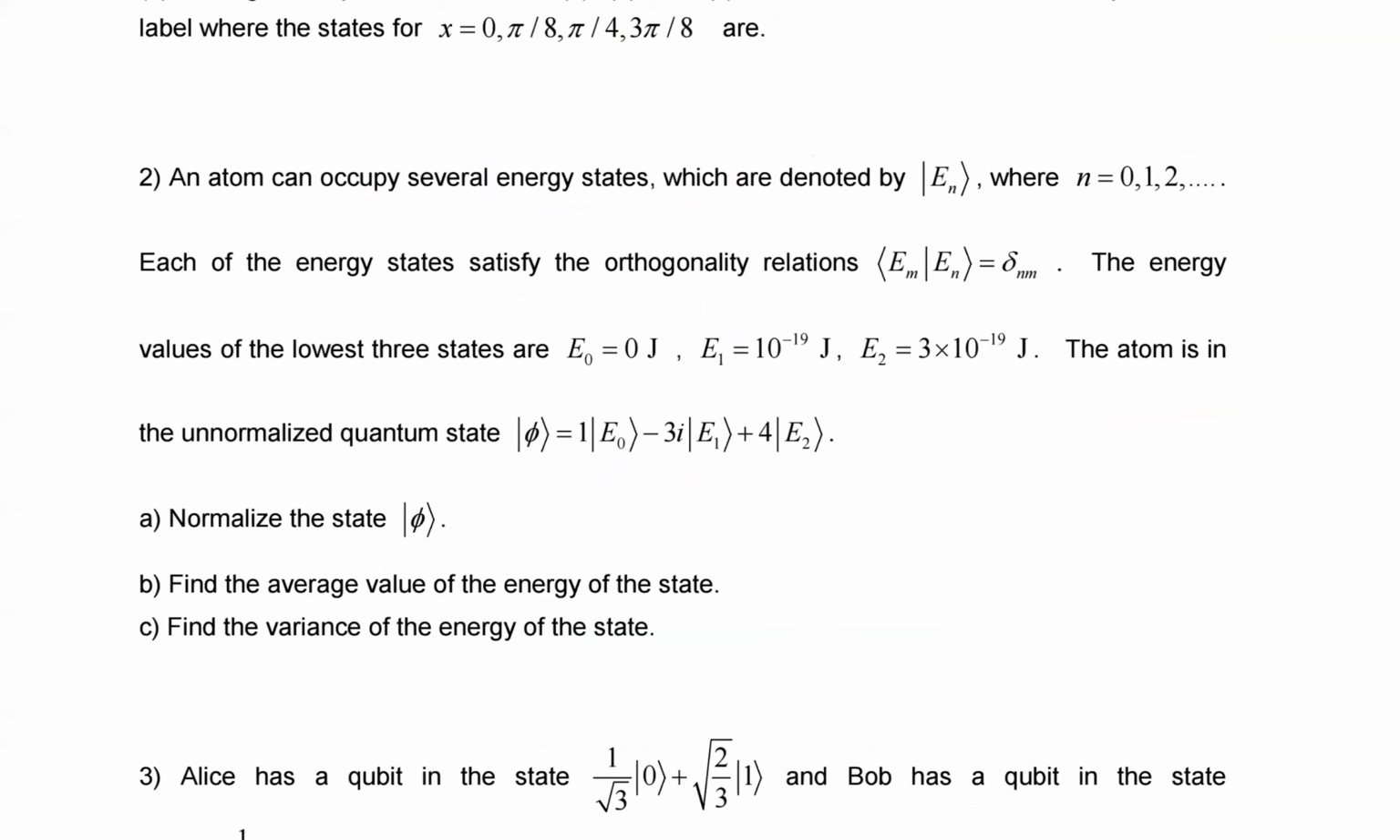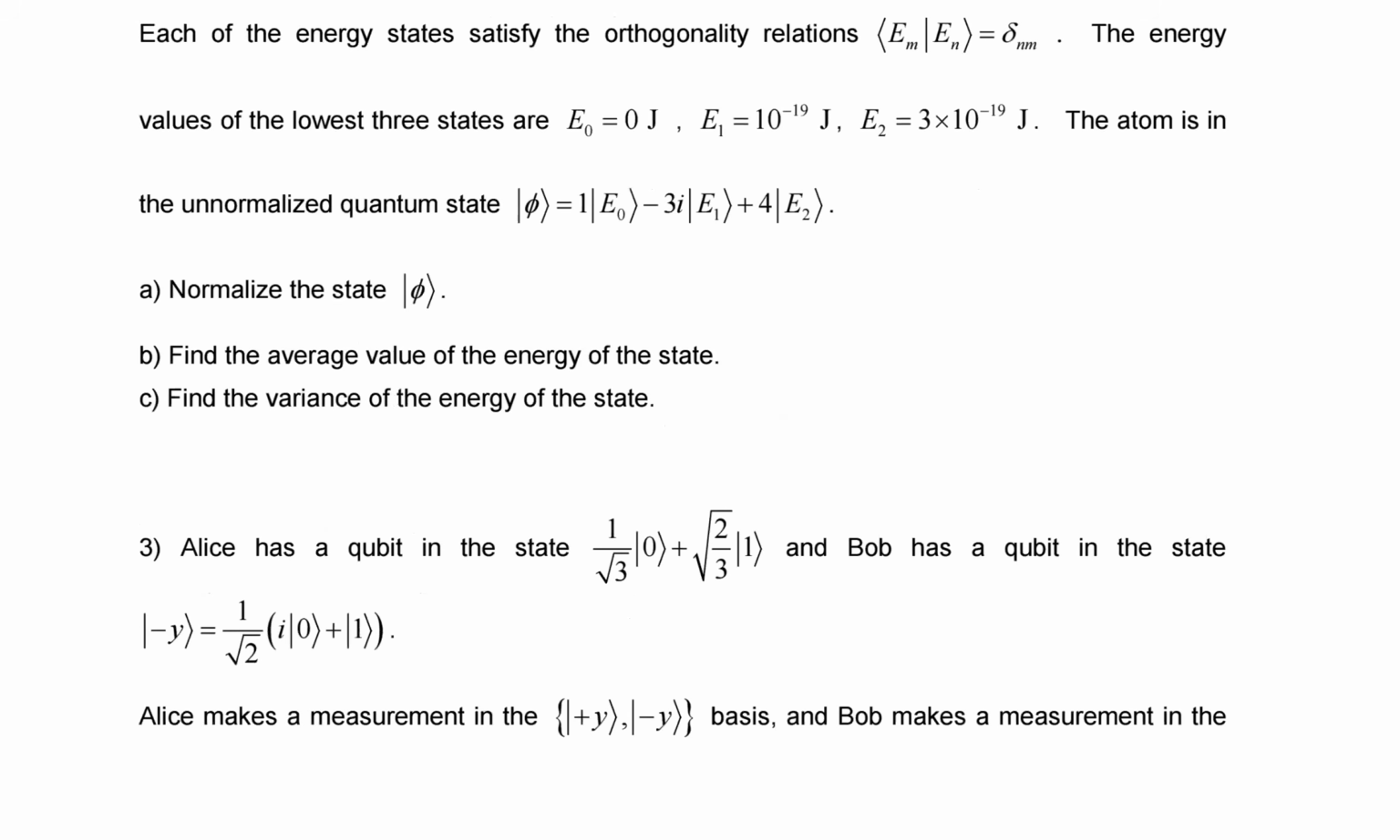Okay, so the next one says, an atom can occupy several energy states, which are denoted by E, and each of the energy states are orthogonal, like that. The energies of the 3 lowest energy states are 0, 10 to the minus 19, and 3 times 10 to the minus 19. And the atom is in the unnormalized state, like this. So the first one is just to normalize this state.